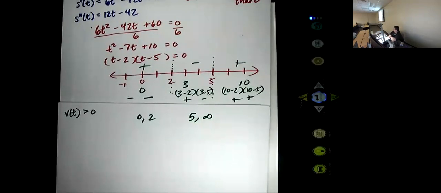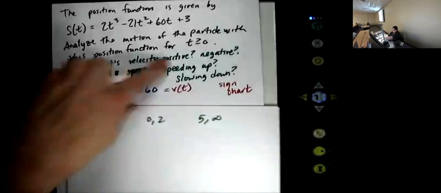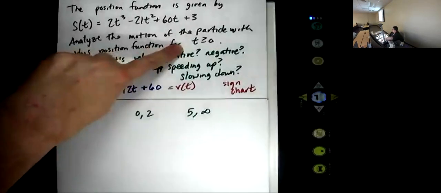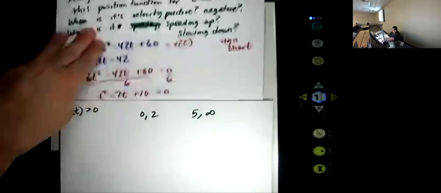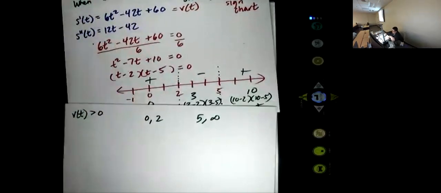Now, why did you choose 0? It's negative infinity. Dalton's actually right. It's 0. But why? It's what we initially asked, right? Analyze the motion of the particle for the position function t greater than or equal to 0. So negative time is not in the domain of what we're working with here.